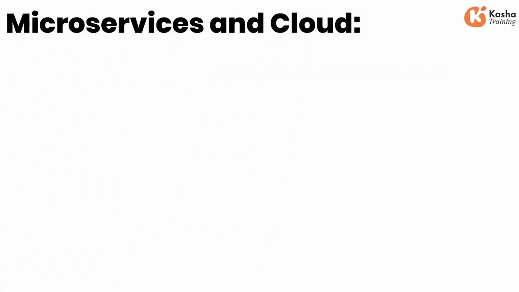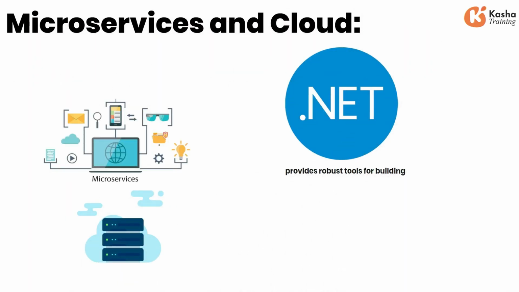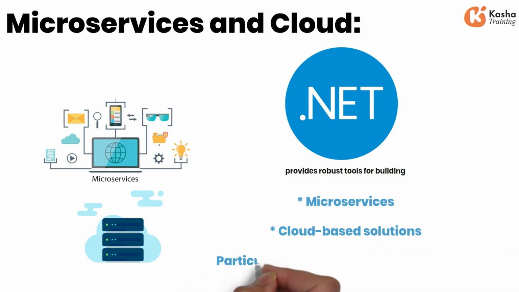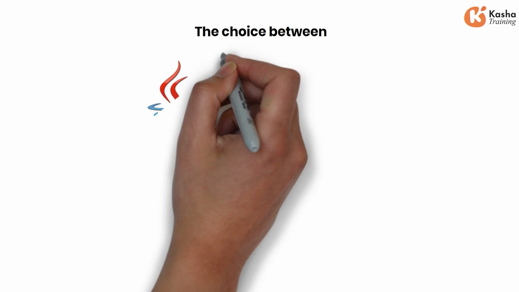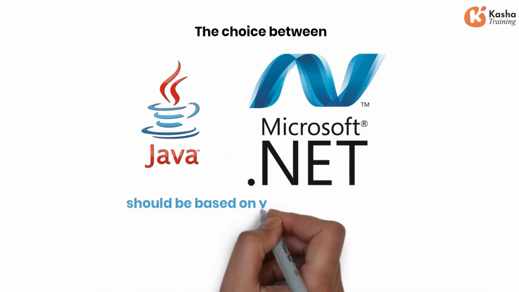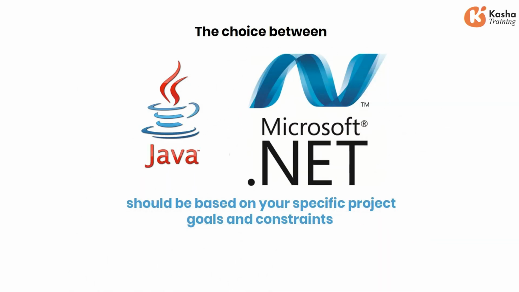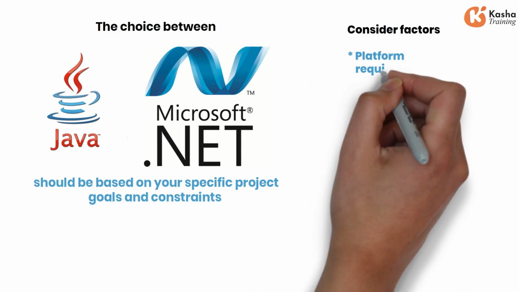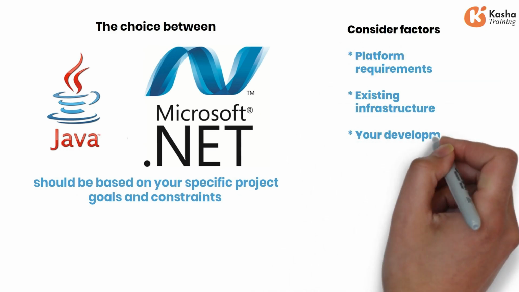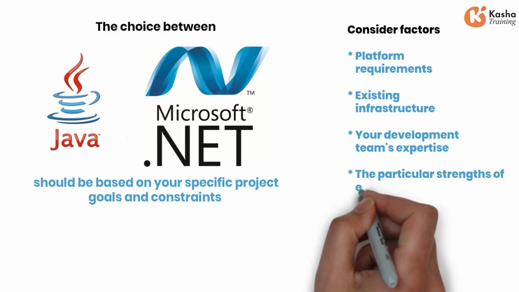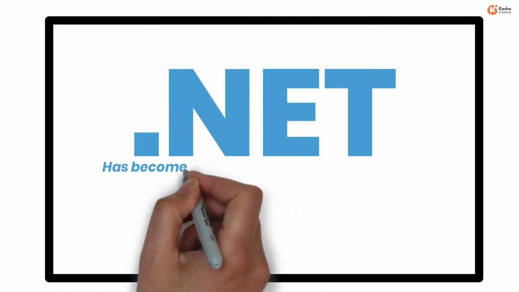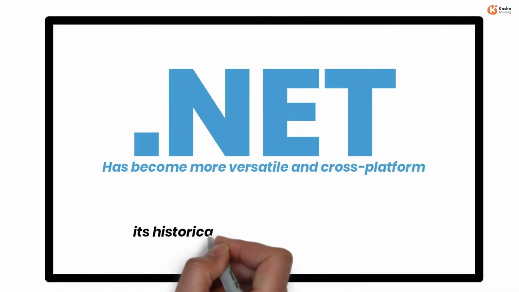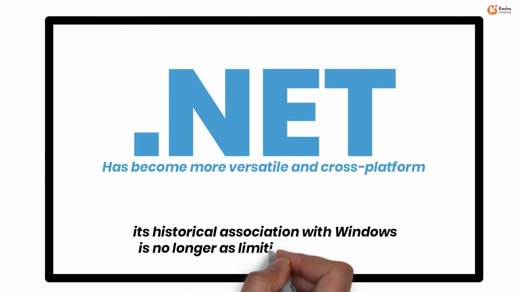Microservices and cloud. .NET provides robust tools for building microservices and cloud-based solutions, particularly with the integration of Azure. Ultimately, the choice between Java and .NET should be based on your specific project goals and constraints. Consider factors like platform requirements, existing infrastructure, your development team's expertise, and the particular strengths of each technology for your application domain. It's also worth noting that in recent years, .NET has become more versatile and cross-platform, so its historical association with Windows is no longer as limiting as it once was.